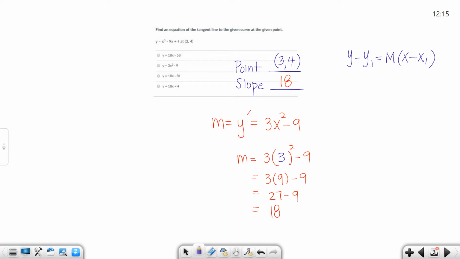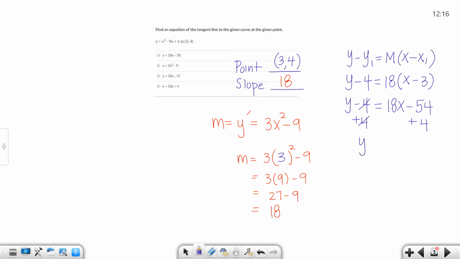Once you find your point and once you find your slope, all you have to do is plug it into your point-slope formula. Y minus 4, because your y value is 4, equals 18 times x minus 3. You'll notice that all of your answer choices are y equals, so let's get y by itself. This would be 18x minus 54. To solve from here, I'm going to add 4 to both sides.